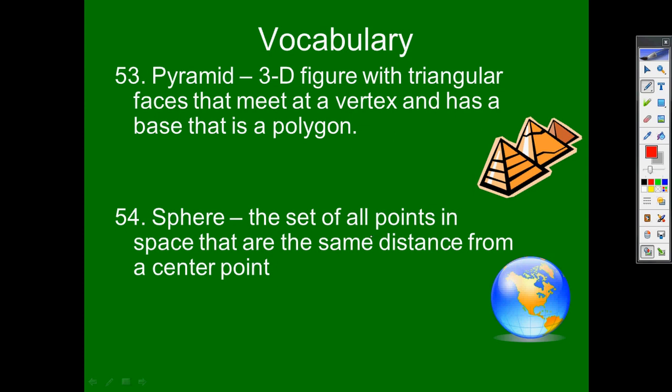And a sphere is, if I take the center point of the sphere and I put points in every different direction around it an equal distance from the center point, it creates what we think of as a ball or a round object, which is, in math terms, a sphere.